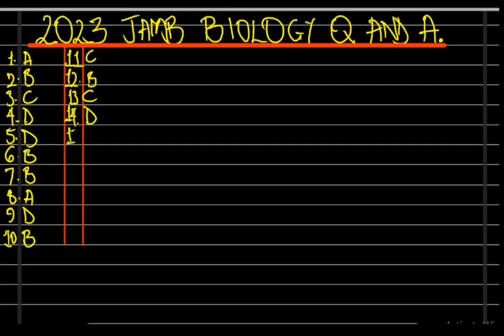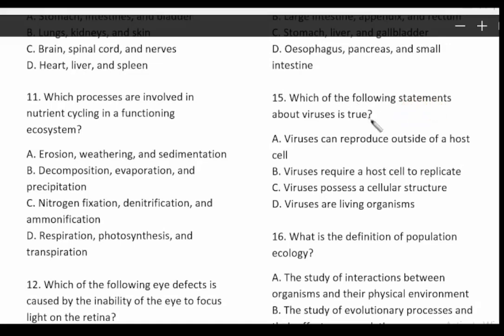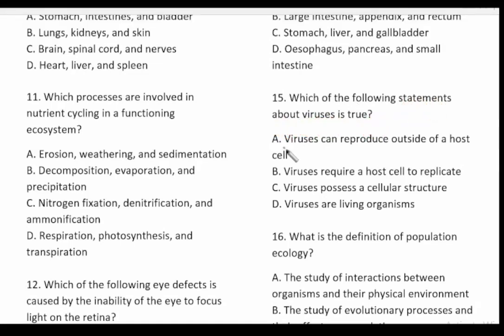And then question 15. Which of the following statements about viruses is true? A, viruses can reproduce outside a host cell. That is absolutely wrong. It is not possible because viruses need to survive in a host to actually reproduce. B, viruses require a host cell to replicate. Let's see other options.